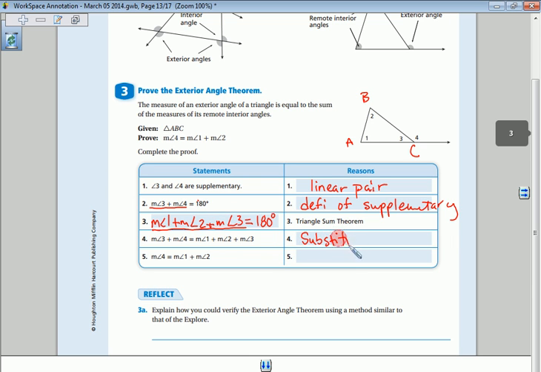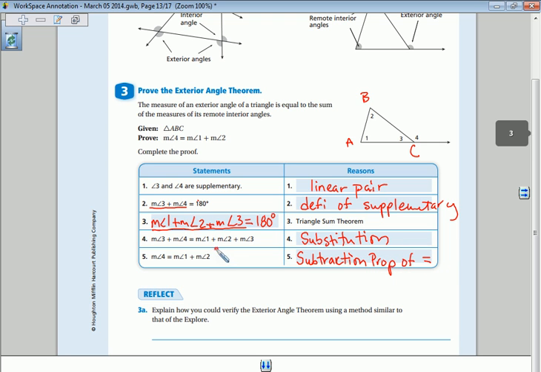Now, how am I going from this fourth line to the fifth? What changes over here and over here? The measure of angle 3. How do we make it go away? What do we do? Yes. We use the subtraction property of equality, and we subtracted the measure of angle 3 from both sides. So, subtraction property of equality.